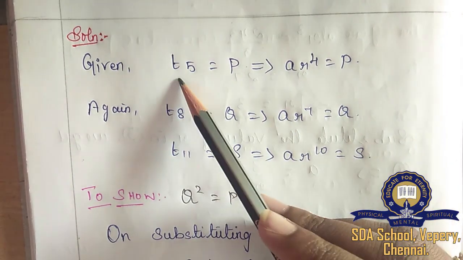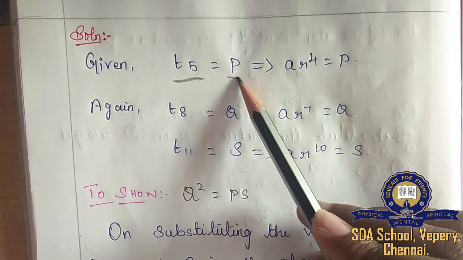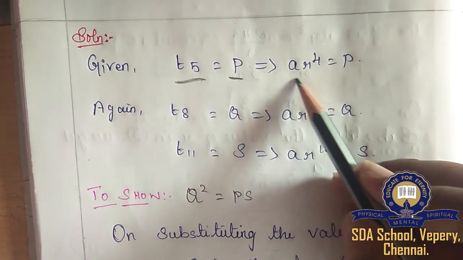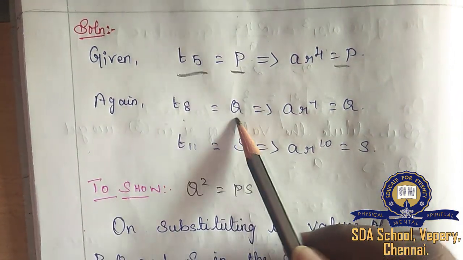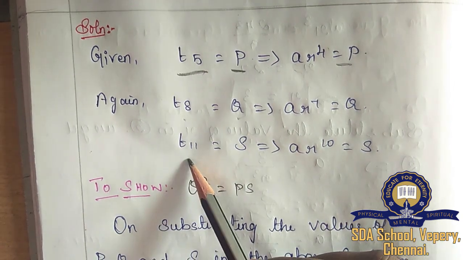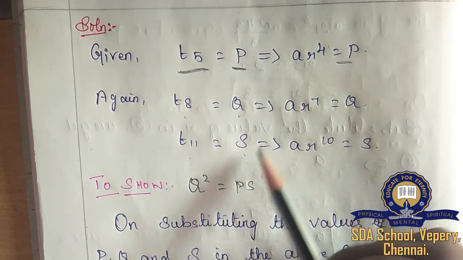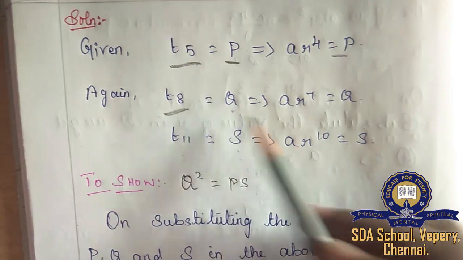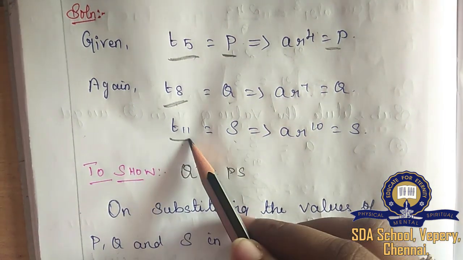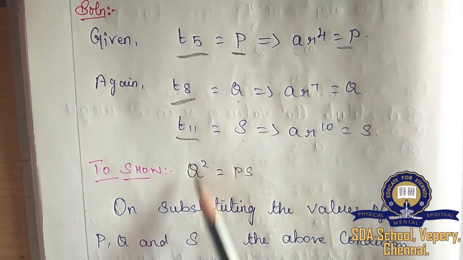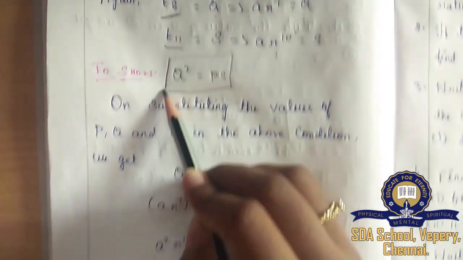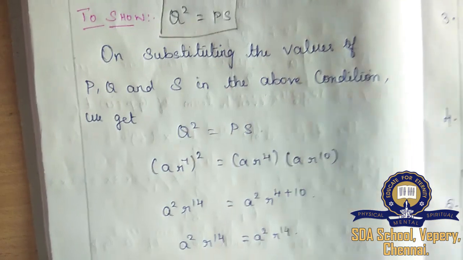Solution. So what is the condition given? The 5th term of the sequence is P. So can I write the 5th term as A r power 4? This is P. And the 8th term of the sequence is Q and the 11th term is S. So here I am going to write T8 as A r power 7 and T11 as A r power 10, which are equal to Q and S respectively. So given this condition, this is what I am going to prove now: Q square is equal to PS.